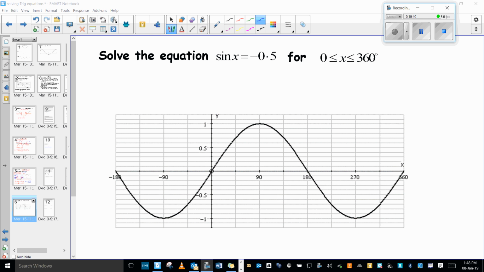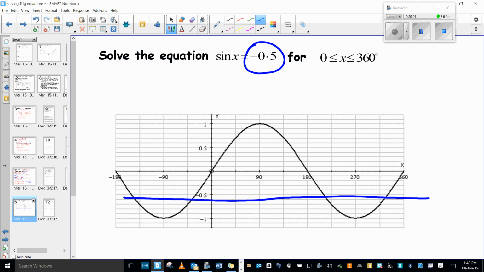So our first thing, what do we do? We've drawn our sketch. Calculator. Not yet. You draw your line. Then, Jennifer, put in the calculator. So sine to the minus 1 of negative 0.5.